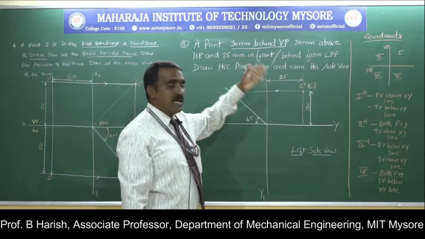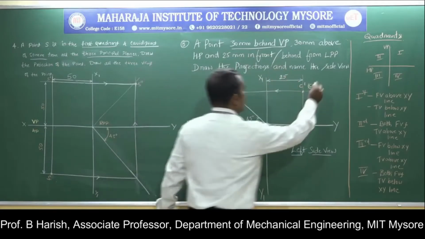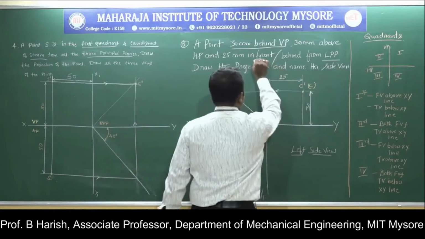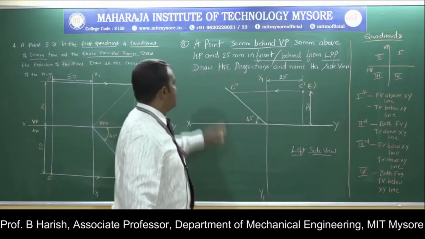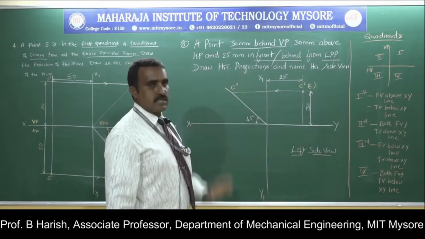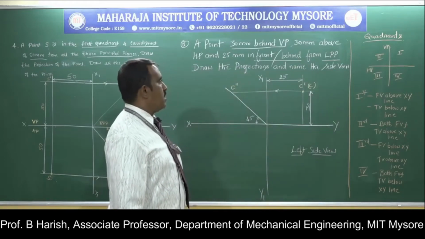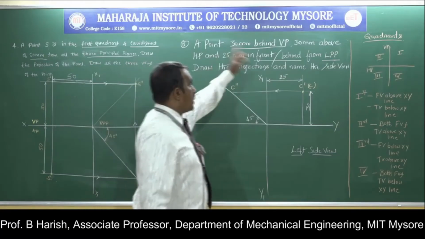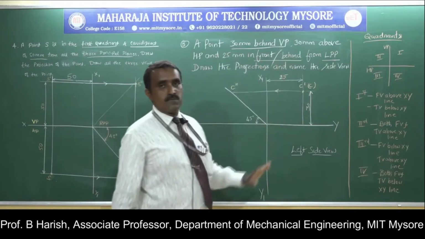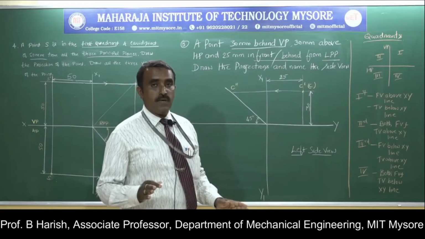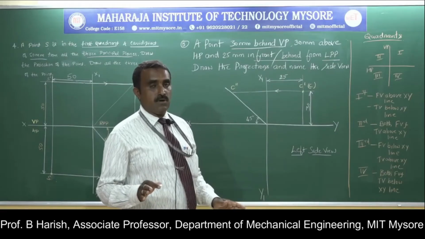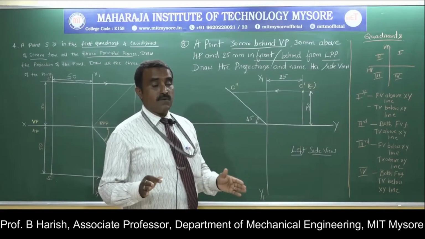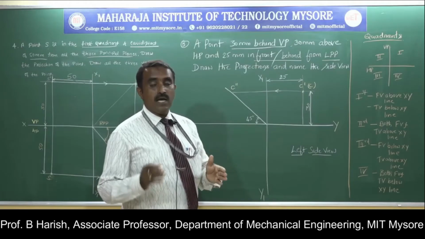Front slash behind from LPP. So the keywords are LPP, front, behind. Draw the projections and name the side view. So here it is 30 mm behind VP, 30 mm above HP. So behind VP and above HP. It is always given such that behind VP and above HP.